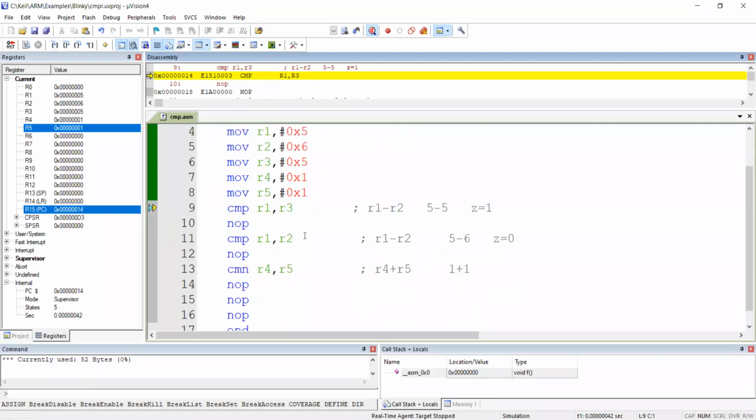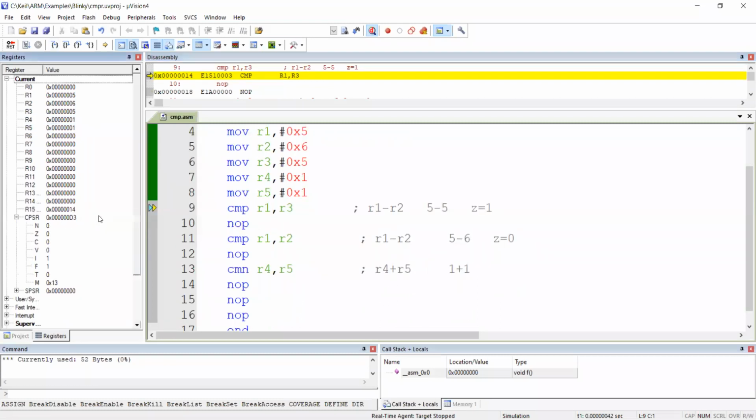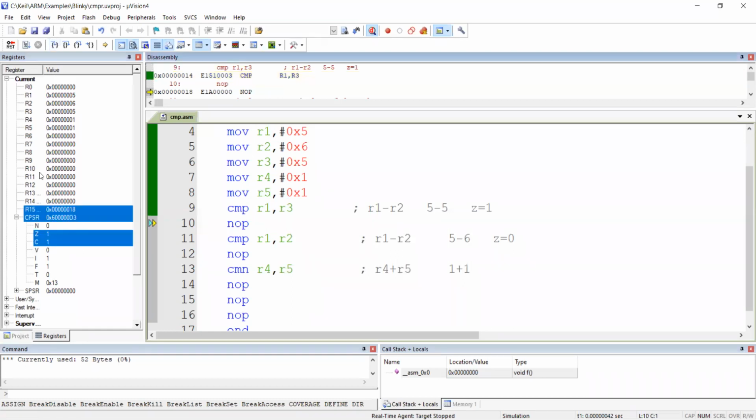Then, please, I'm executing one more time. So what is the line we are executing? R1 and R3. R1 is 5, R3 is 5, both are the same, hence Z should be 1. Z is right now 0, it is going to be 1. You can take notice. Yes, it is.